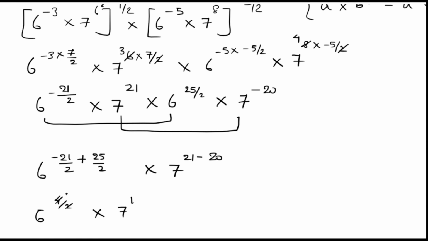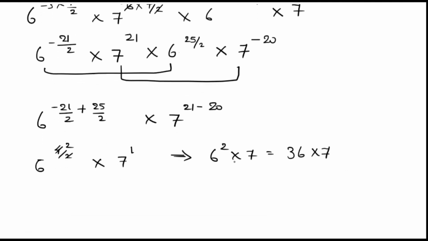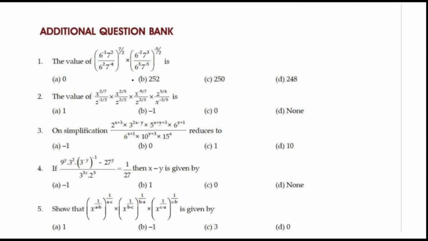This 2 and 4 will get cancelled. You will get 6 to the power 2. 6 to the power 2 into 7, which is equal to 36 into 7. If you multiply, you will get 252 as the answer. Number B. So option number B is the correct answer.